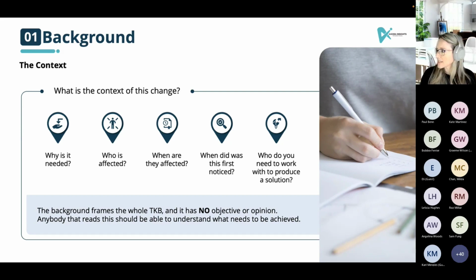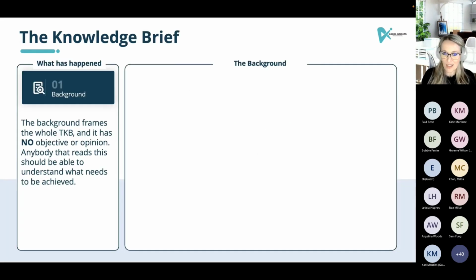So let's look at what a background statement looks like. Now, I've said before this is probably the most boring part of our presentation. So just bear with me because I've now got to tell a story.